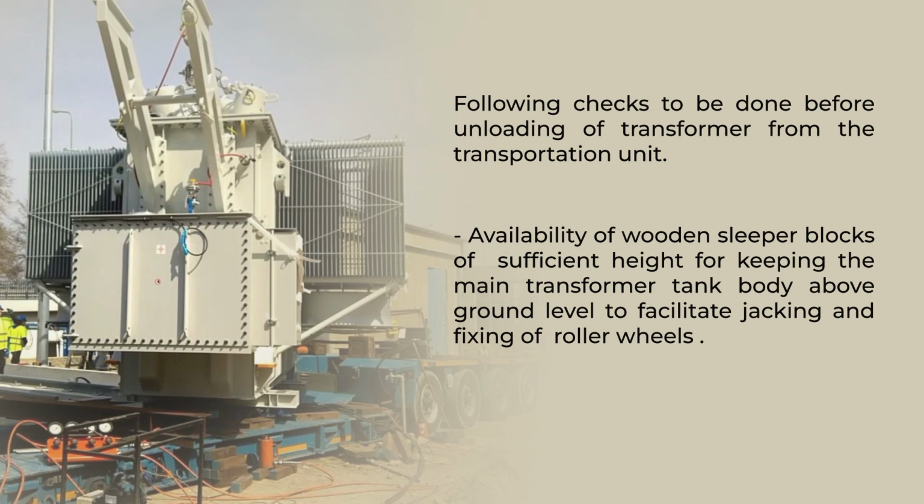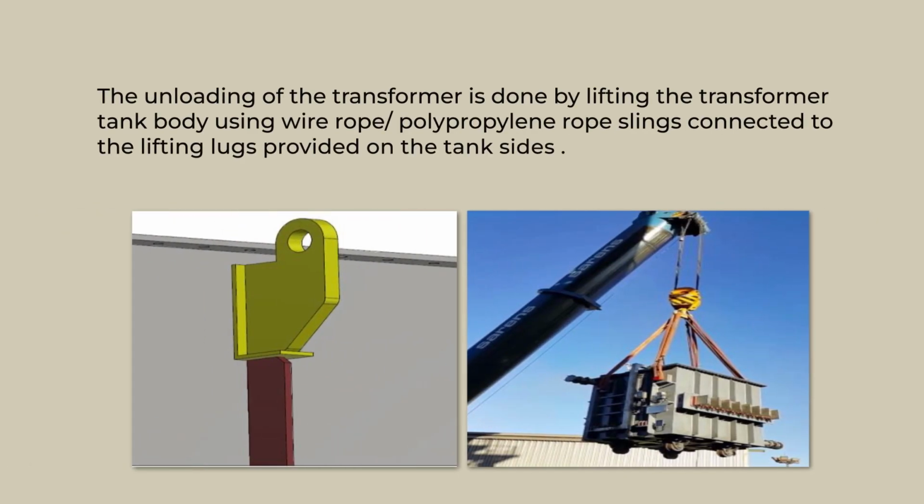Availability of wooden sleeper blocks of sufficient dimension for keeping the main transformer tank body above ground level, so that one can facilitate the jacking and fixing of the roller wheels. The unloading of the transformer is done by lifting the transformer tank body either by using wire rope of the appropriate size or polypropylene rope slings connected to the lifting legs provided on the side walls of the tank.